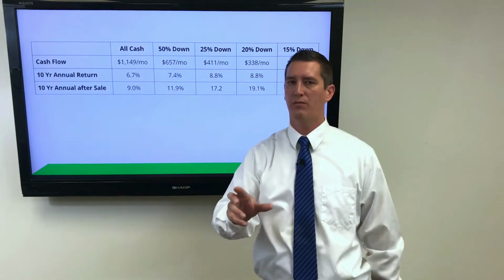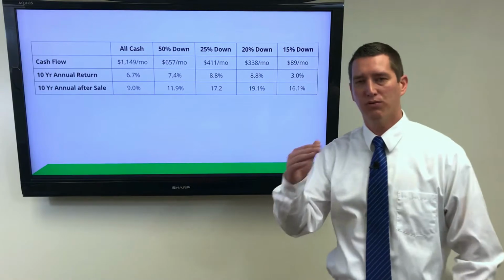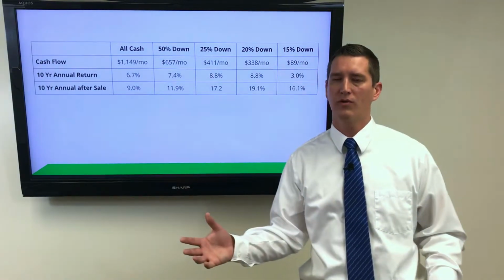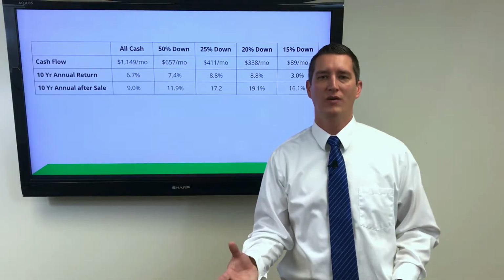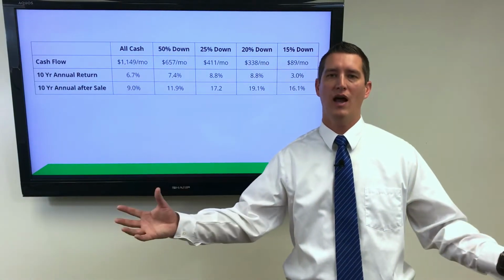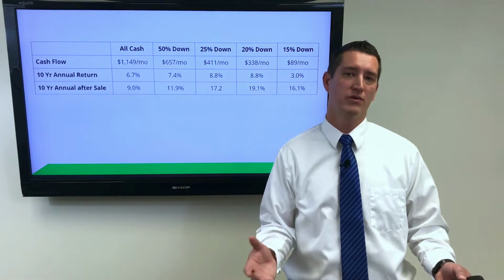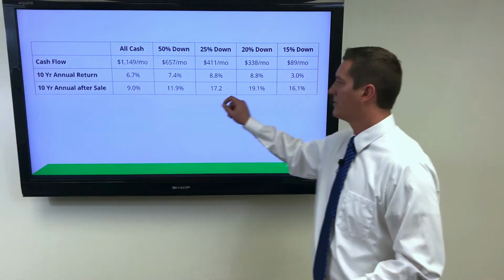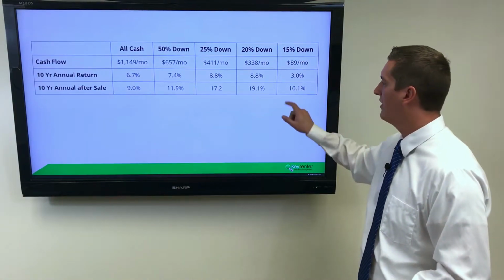And one thing I'll point out with appreciation, and you can watch my video on leveraging, is if a property of $200,000 appreciates 3% per year, which is pretty normal, well, if I'm only putting $50,000 down, then you take that 3% over the $200,000 asset and apply it to what I put down. It's actually closer to a 12% return on my investment. Okay, so 9, 11.9, 17.2, 19.1.